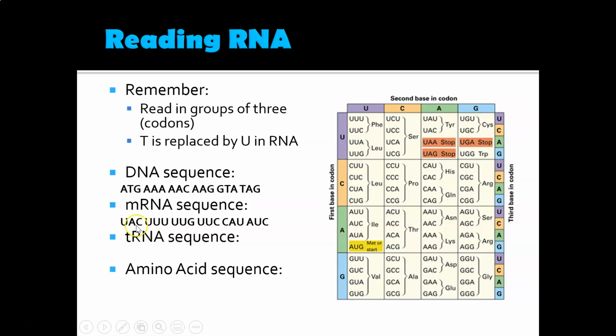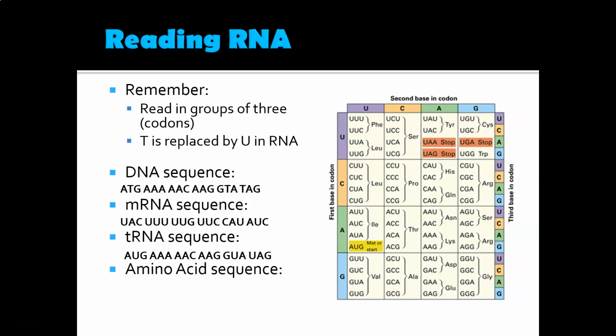So once again, they are complementary to each other. So if I have a U here, then that means I'd have an A in tRNA. If I have an A here, then I'd have a U. If I have a C here, I'd have a G, and so on and so forth. So my tRNA sequence should look something like that.